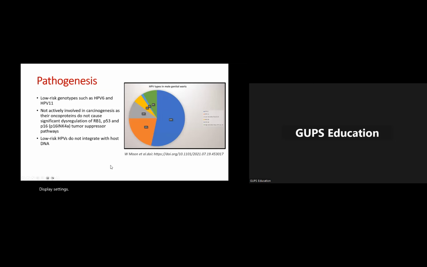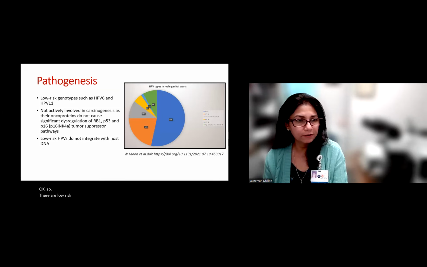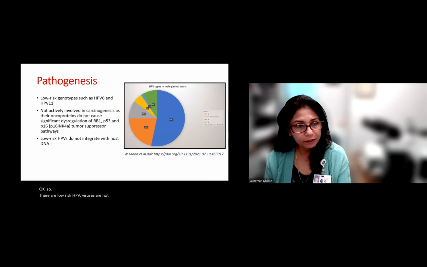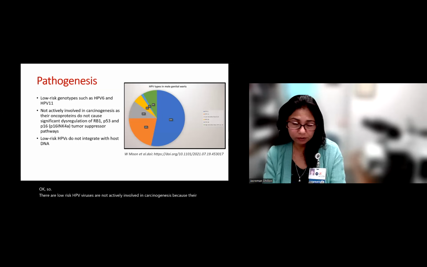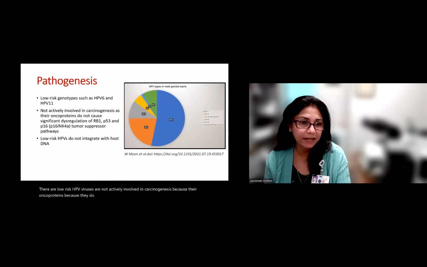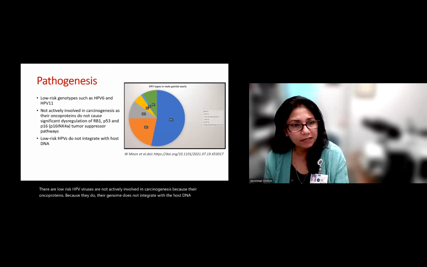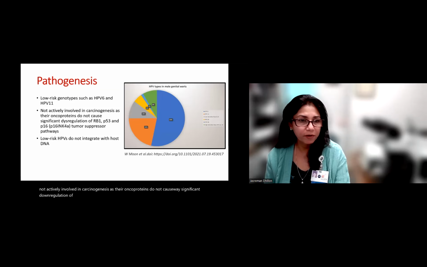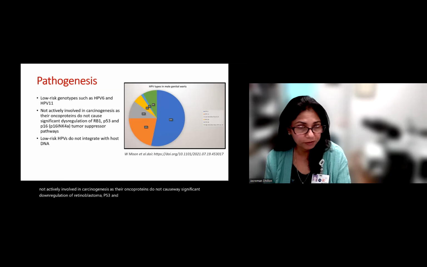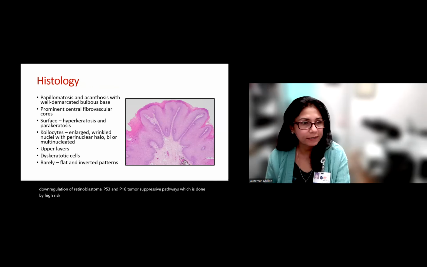Okay. So the low-risk HPV viruses are not actively involved in carcinogenesis because their genome does not integrate with the host DNA. Their oncoproteins do not cause significant downregulation of retinoblastoma, P53 and P16 tumor suppressive pathways, which is done by high-risk HPV subtypes, as we'll see later.